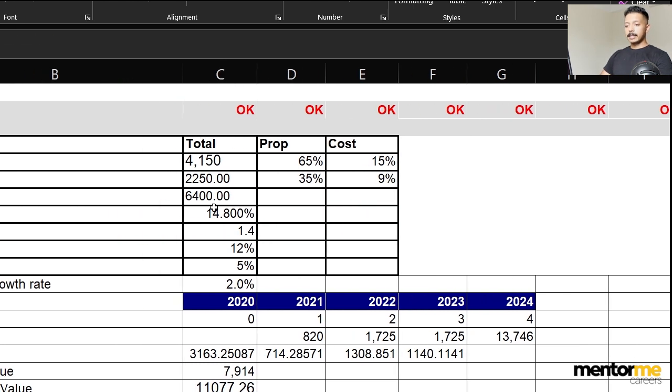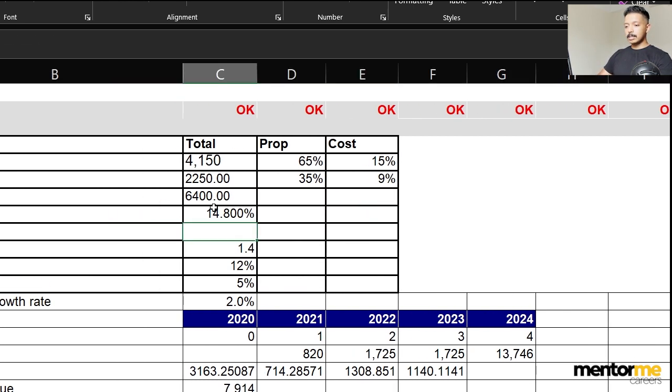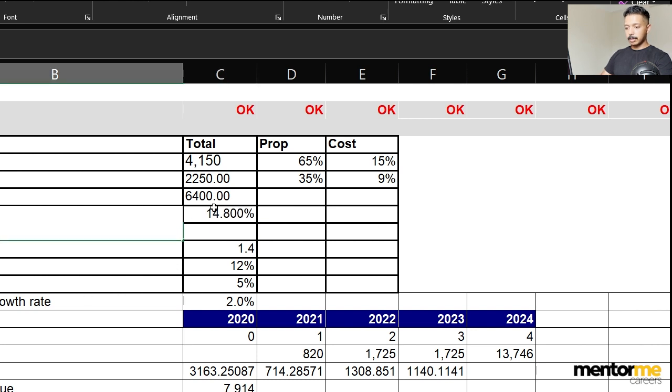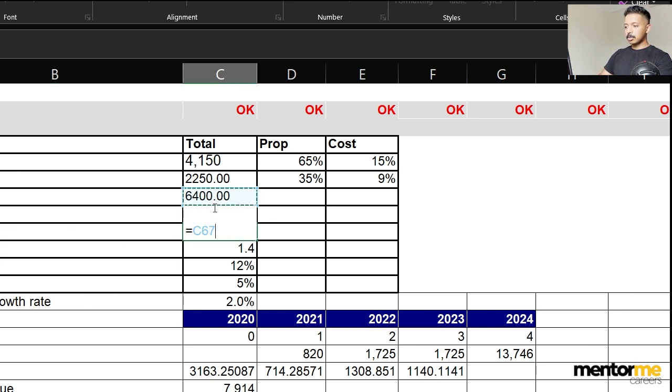In that case, what is going to be the WACC? WACC is just the proportional multiplication of 65% with the cost of equity. But in the case of debt, you also have to take care of tax. So 35% into 9% into 1 minus 30%.